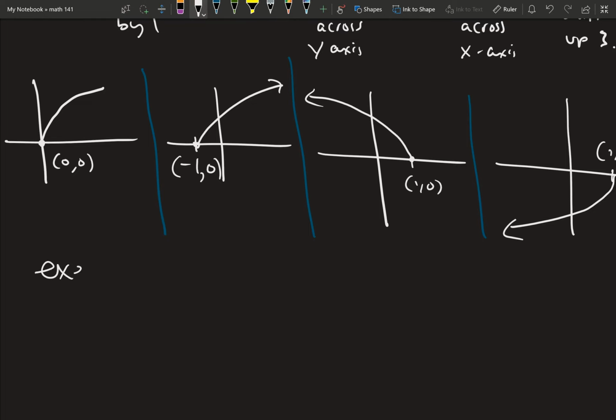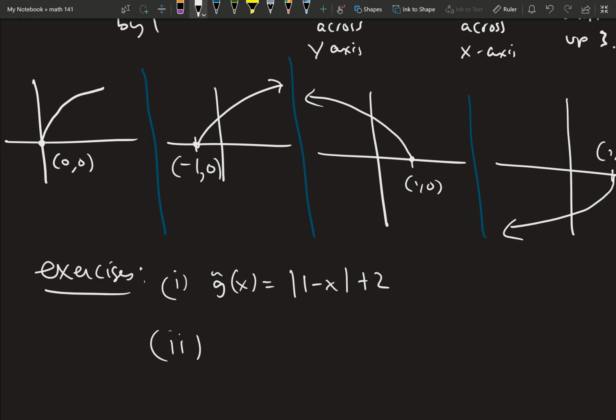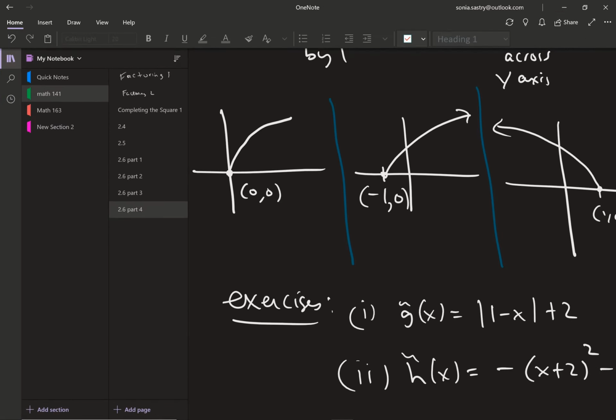I'm going to leave you here with a couple of exercises to try. Let's try g tilde is equal to the absolute value of 1 minus x plus 2. And let's call this h tilde of x being negative x plus 2 squared minus 4. Okay, so try these out, and we will begin the next video with these guys.